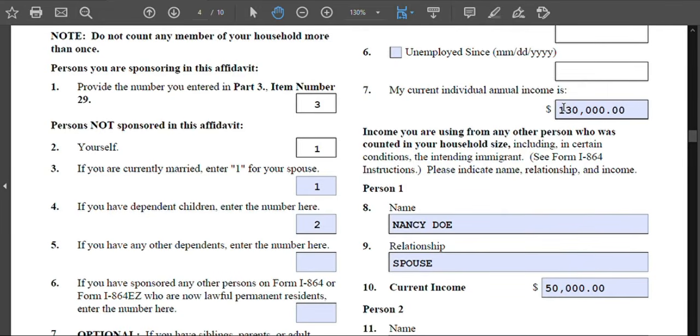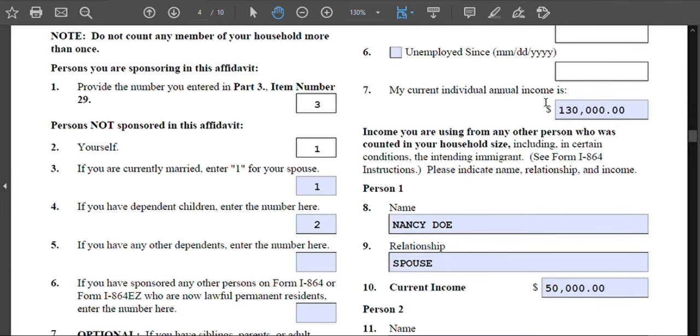So this is basically an estimate of your income this year. You can obtain this estimate either by calculating it yourself or speaking with your human resources or speaking with your employer to provide you some kind of information about how much money you make a year.